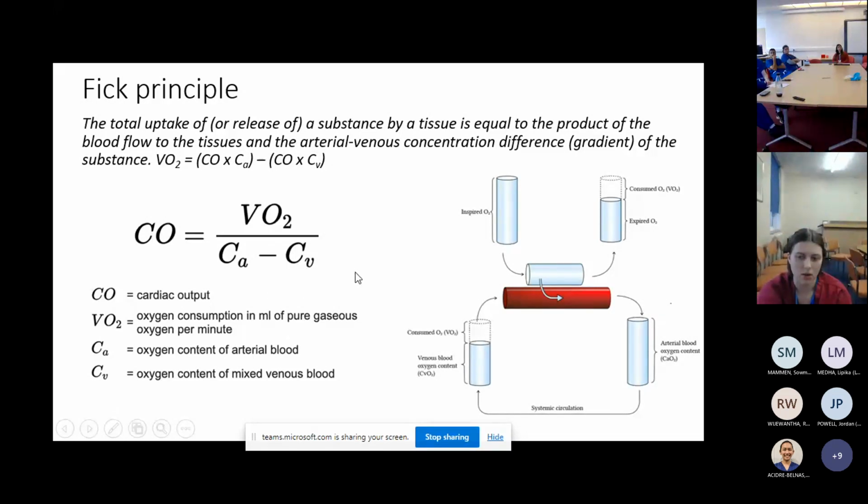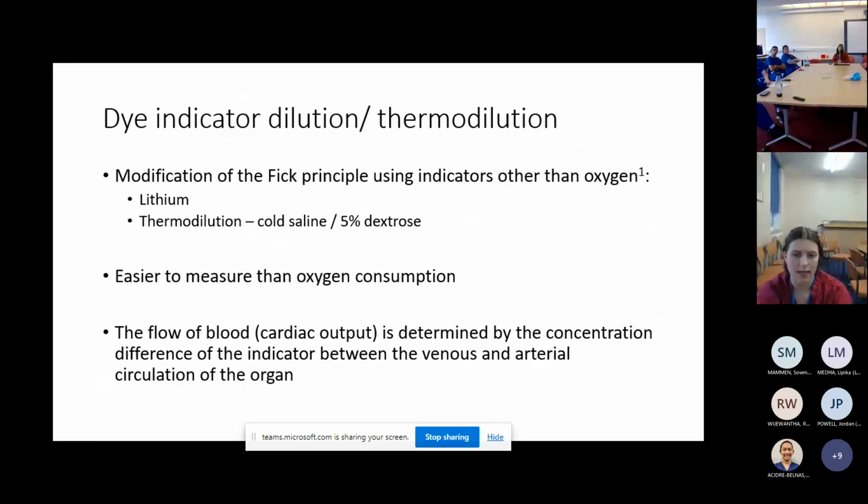It's seen as the gold standard of cardiac output monitoring, but it's actually rarely used in practice. The reason for this is that it involves measuring the expired O2, in order to get the oxygen consumption, and this is apparently quite impractical, quite difficult to do clinically. So it's not often used. This created the need for development of modifications of this principle and alternative ways of measuring the cardiac output, which brings me on to the dye indicator dilution or thermodilution method.